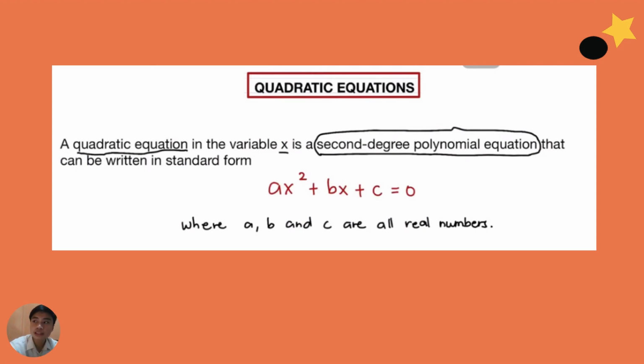Next, here's the thing in quadratic equation. A quadratic equation in the variable x is a second-degree polynomial equation that can be written in standard form ax squared plus bx plus c is equal to 0, where a, b, and c are all real numbers. Here's the thing, quadratic equation, dapat second-degree polynomial equation. Ibig sabihin, meron siyang second degree. Sa linear, first degree. And then sa quadratic, second degree.